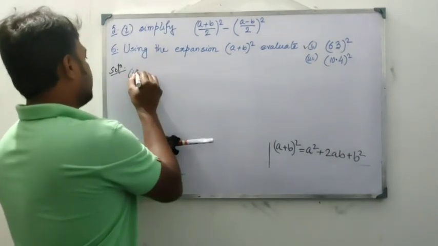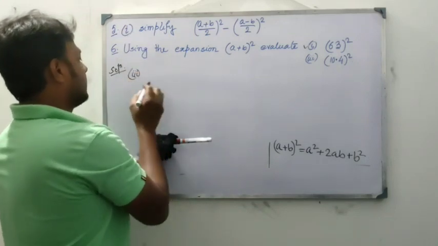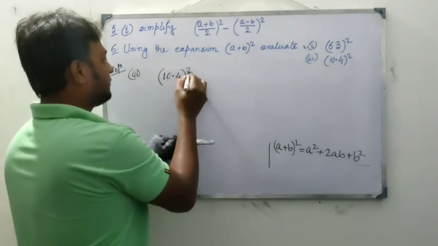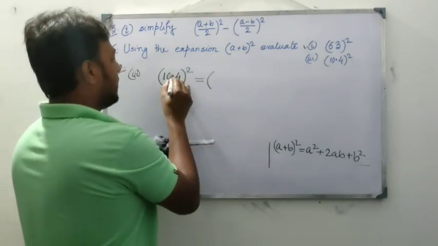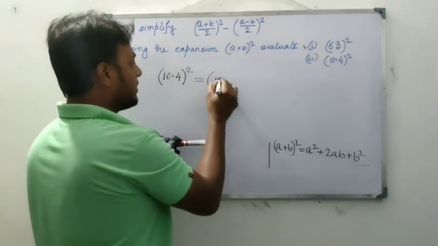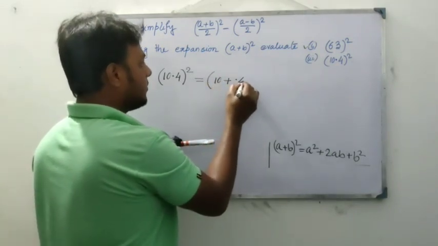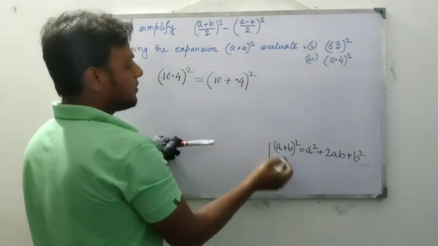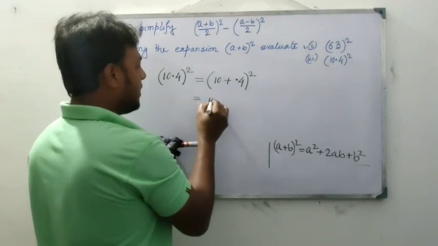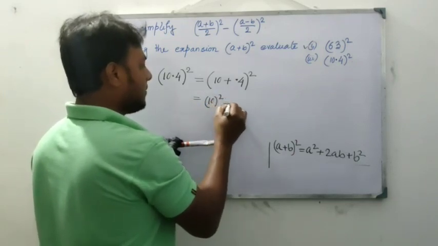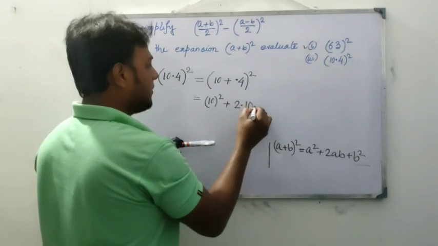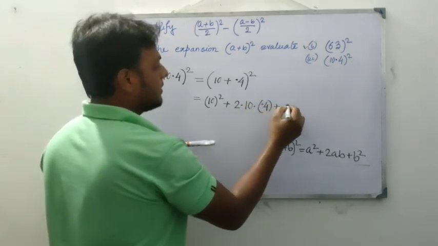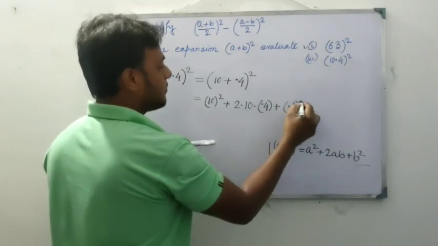This is the third problem, 6.3. To compute 10.4 whole square, we break the number 10.4 into two parts. One part is 10 and another part is 0.4. Again apply the (a plus b) whole square identity, that means a square plus 2ab, where a is 10 and b is 0.4, plus b square, that means 0.4 square.